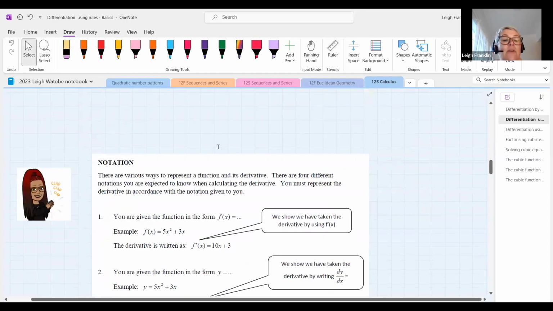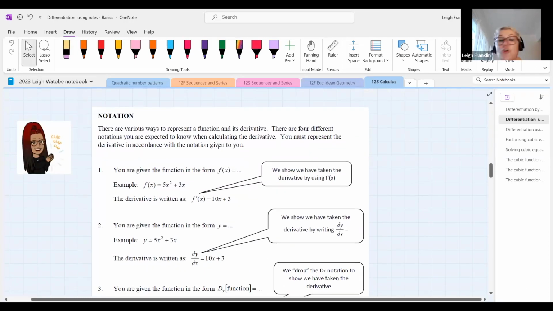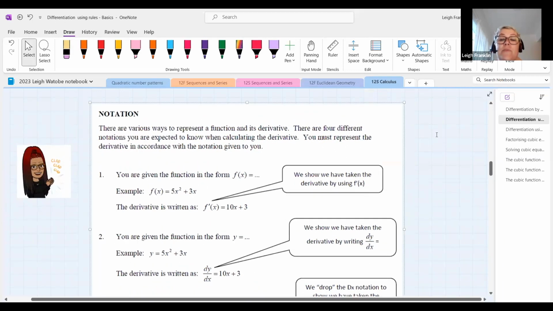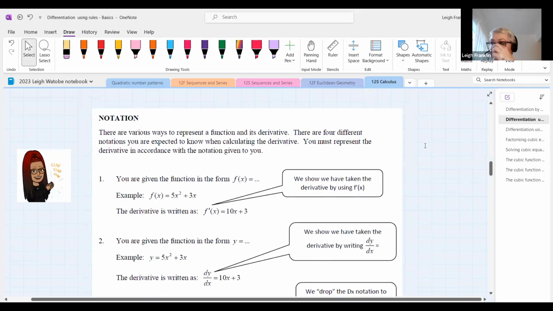Let's move on and have a look at notation. Notation in calculus is very, very important. You get penalized at the end of the year if your notation is incorrect. It says here there are 4 different notations you're expected to know. The 3 most common ones are the ones that I'm going to go through with you. But there are various ways to represent a function and its derivative.